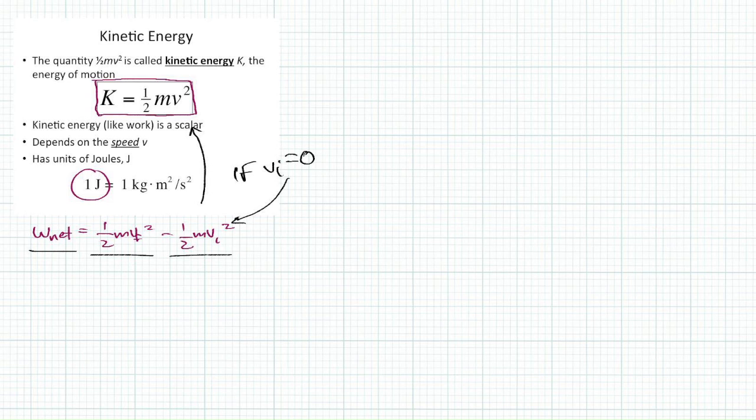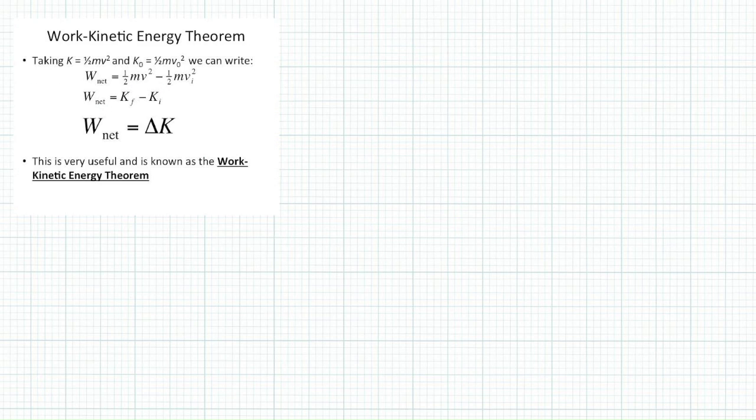So let's expand this a little bit. If we know this to be true, if we know the net work is the final kinetic energy minus the initial kinetic energy, well, then it's the change in kinetic energy. Net work can be described as simply delta K.